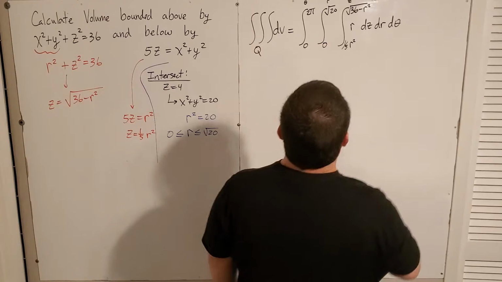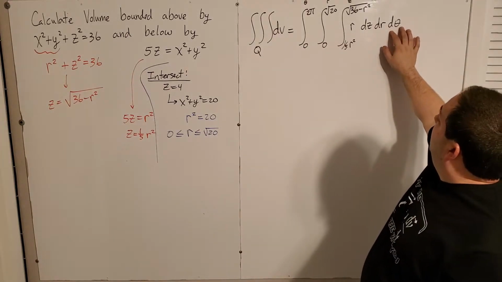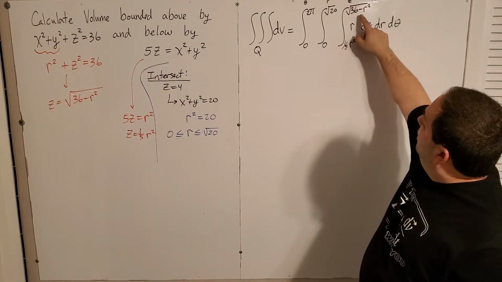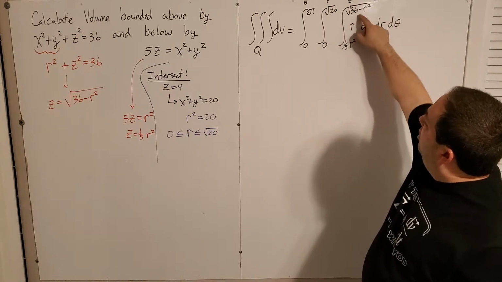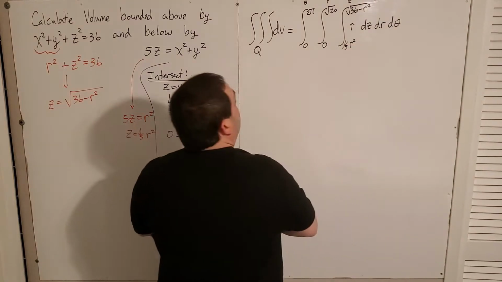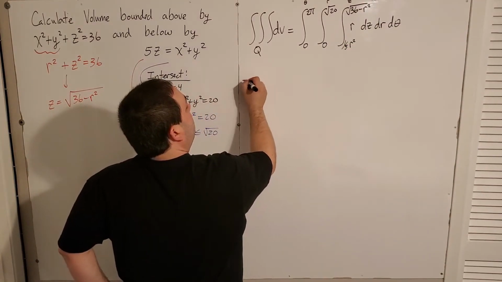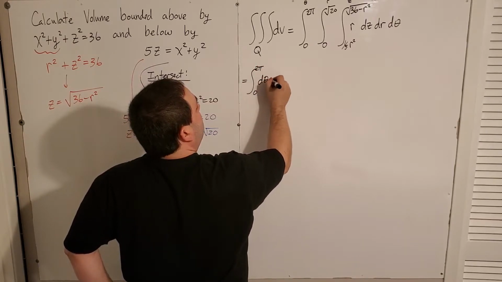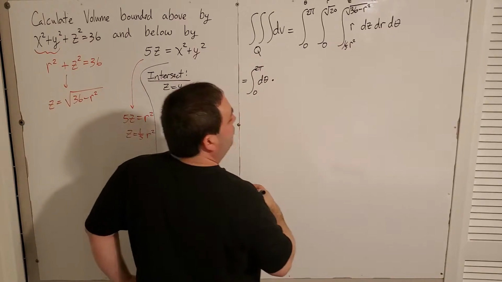Let's start evaluating. Right off the bat, I notice I can get my theta out of the way. There's no theta dependence anywhere else. But the z is connected to the r, so I'm going to have to start there. So integral 0 to 2 pi d theta. Got that one out the way. No dependence there.